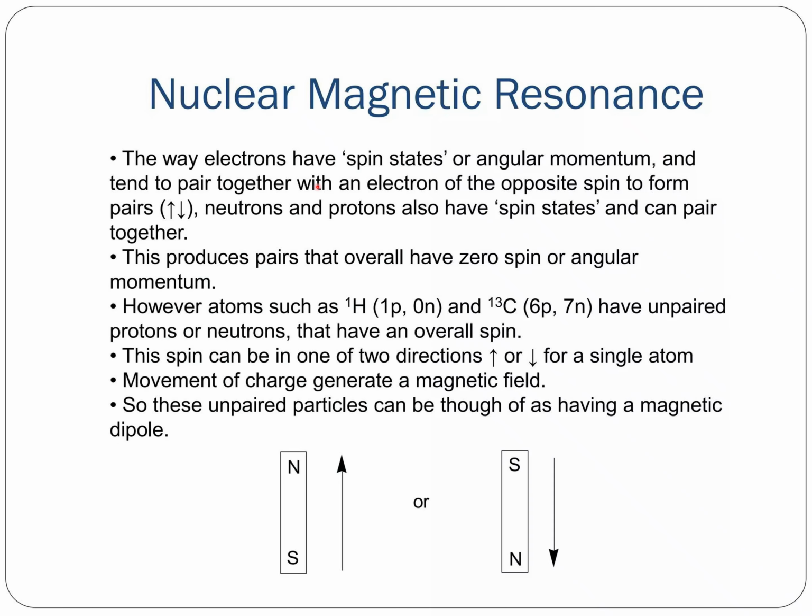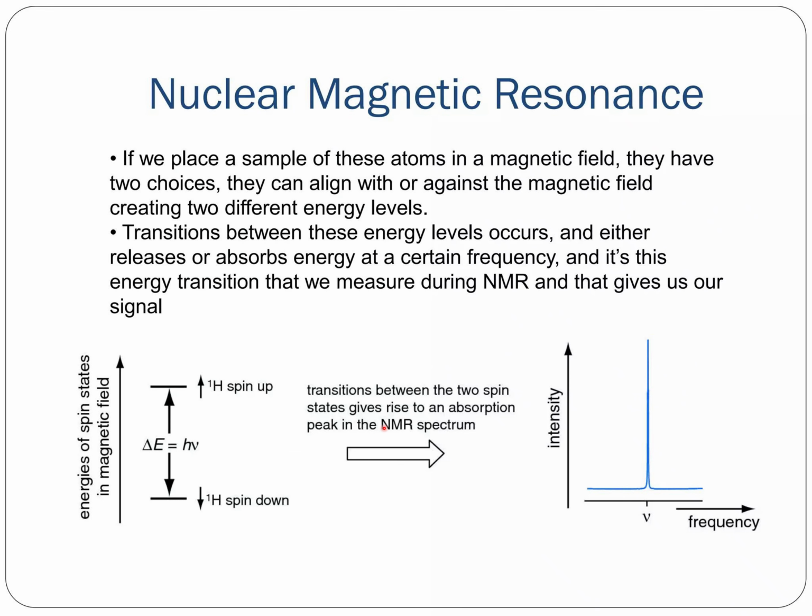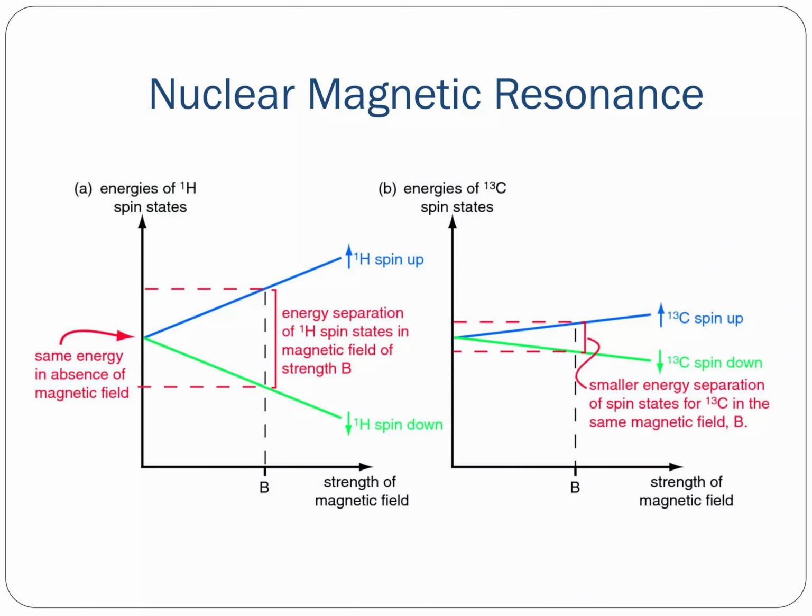The way electrons have spin states or angular momentum and tend to pair together with an electron of the opposite spin to form pairs, neutrons and protons also have spin states and can pair together. This produces pairs that overall have zero spin or angular momentum. Actually, the generation of the magnetic angular momentum and the direction of the magnetic dipole has been shown here. I have discussed it in previous slides. Just go through this.